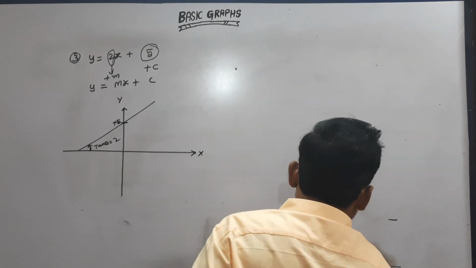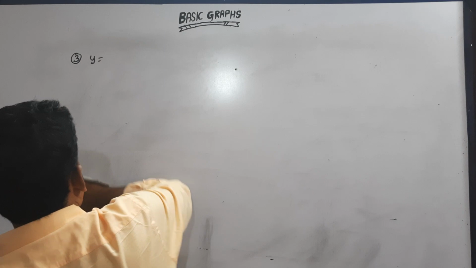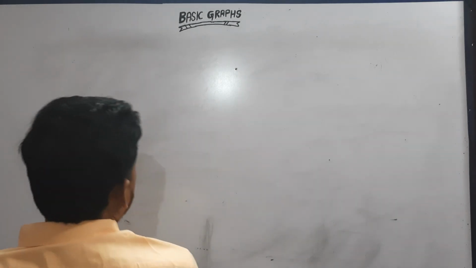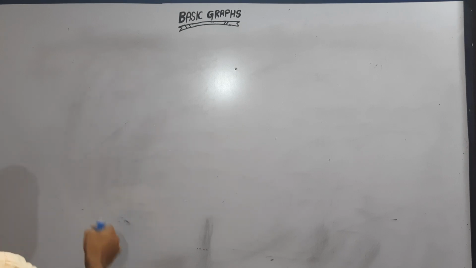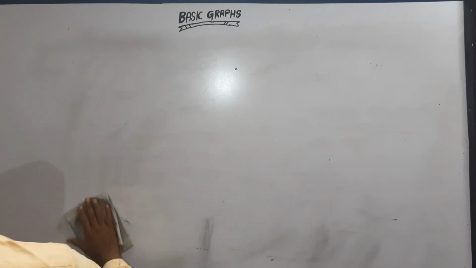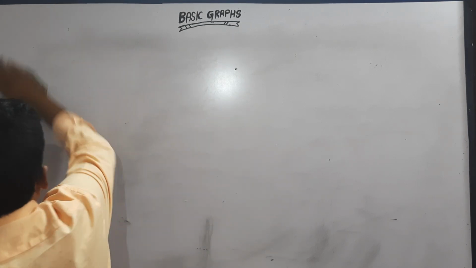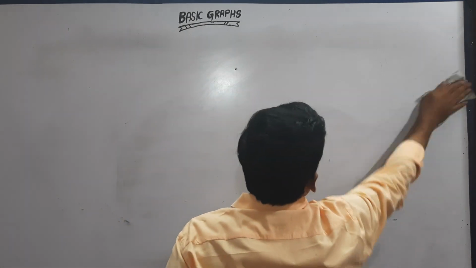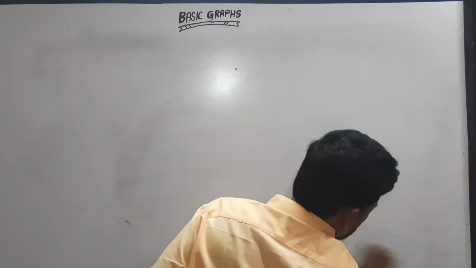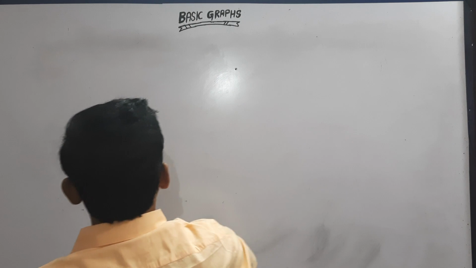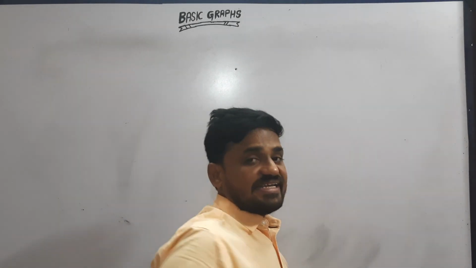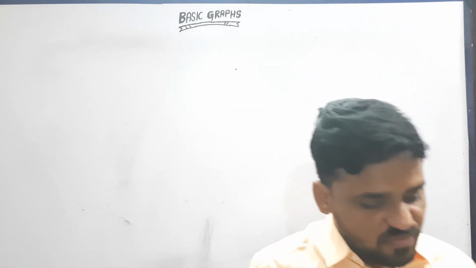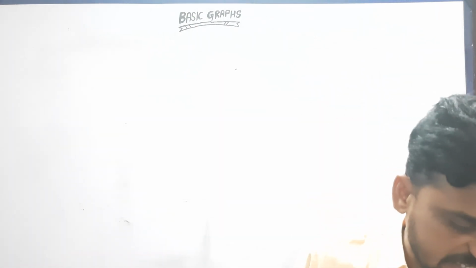Next, in total, slope means the angle made by the line with the positive x-axis in the anti-clockwise direction. Slope positive means as the x quantity increases, the y quantity also increases. Slope negative means as the x quantity increases, the y quantity decreases.